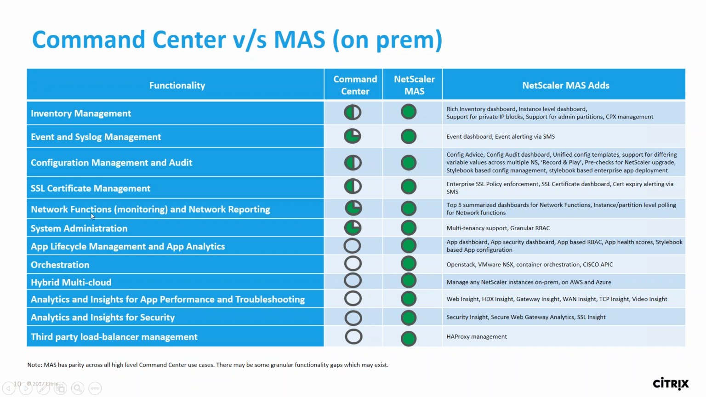Coming to network functions, also popularly known as network monitoring and network reporting. Command Center had quite a few functionalities across these use cases. In MAS, we also support top 5 summarized dashboards for your network functions. One interesting point to note is that we also support in MAS instance or partition level polling for network functions. So you need not do a global poll across your complete inventory entities, which is an overhead. You can simply do instance level polling here.